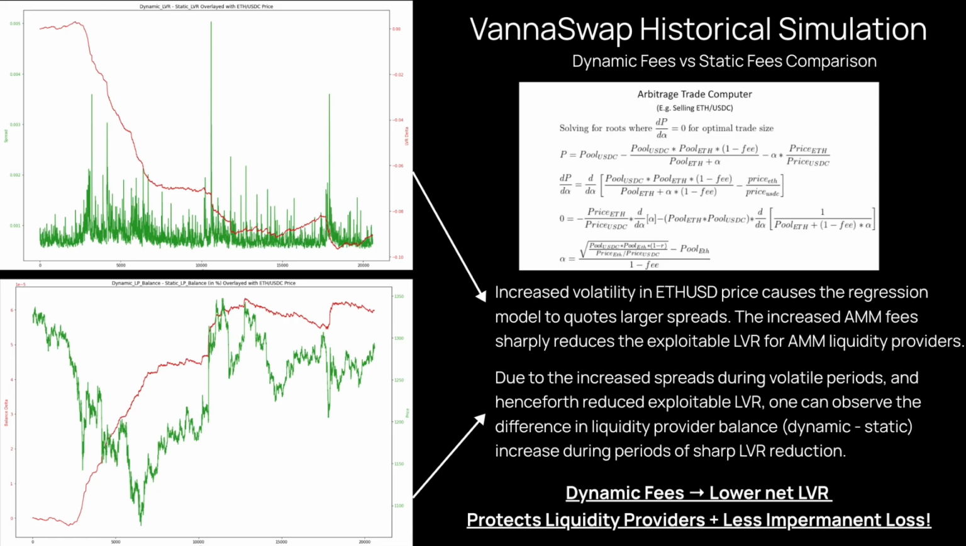Lastly, we run a historical simulation of VannaSwap's dynamic fees versus a static fee constant product market maker, and we model arbitrage behavior for this historical simulation. In this example, you can see when the market crashes and when volatility increases, the on-chain machine learning model quotes higher spreads. The higher spreads sharply reduce the exploitable LVR on VannaSwap compared to the LVR on the static fee constant product market maker. With minimal LVR, this also leads to liquidity being protected because there's less exploitable LVR. And you can see from this red line here that we actually see a gradual increase in the difference of the balance of liquidity providers between VannaSwap and the constant product market maker.